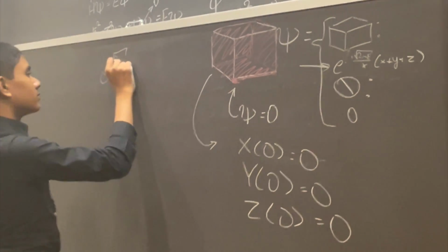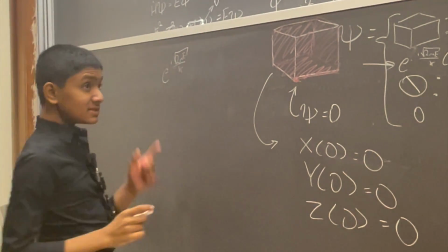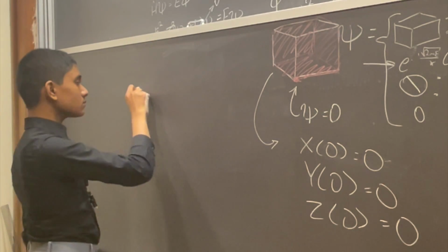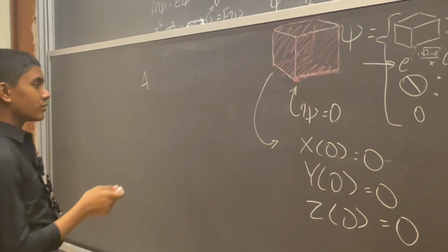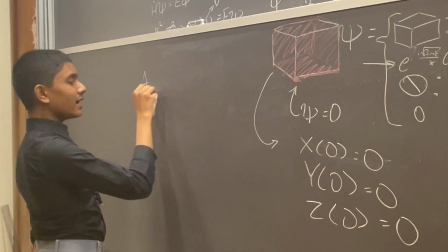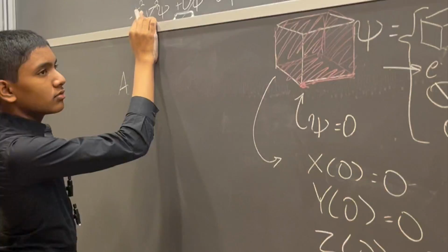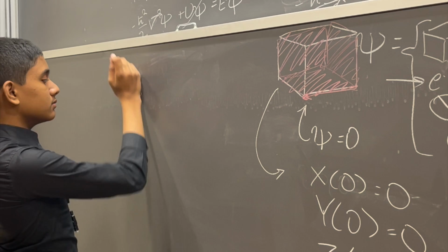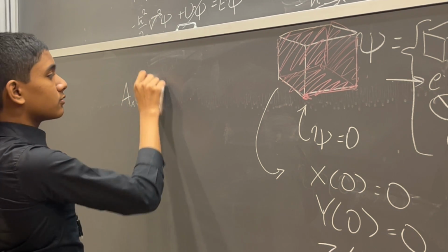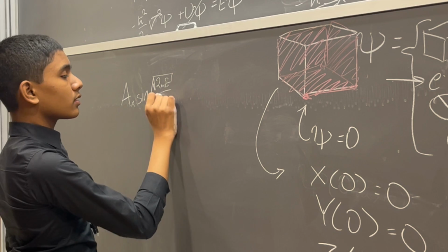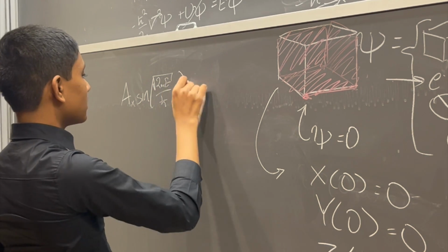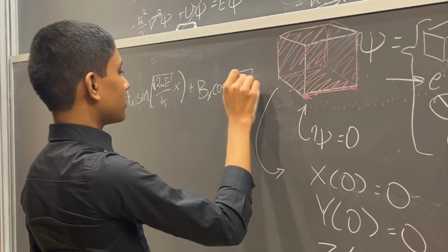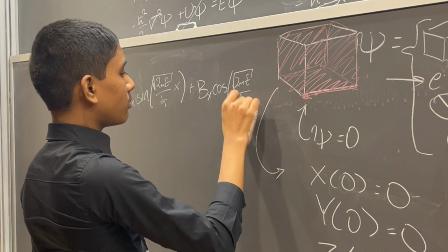e to the i square root 2me over h bar. This is not the whole story. The real solution would be something like a trigonometric linear combination, let's just call it a, well, it's going to be for x. So a_x sine of the square root of 2me over h bar x plus b_x cosine of the square root of 2me over h bar x.